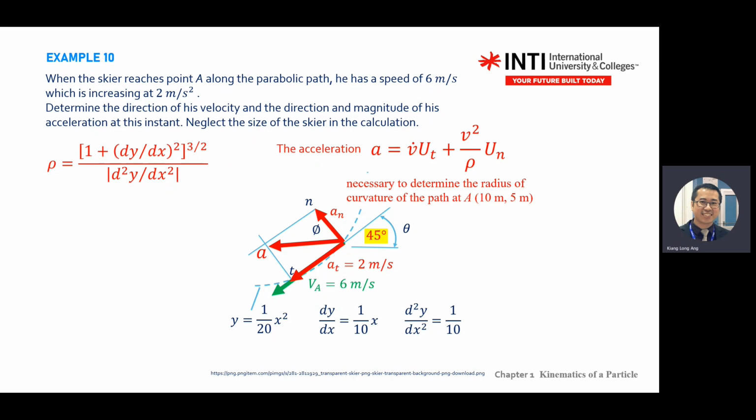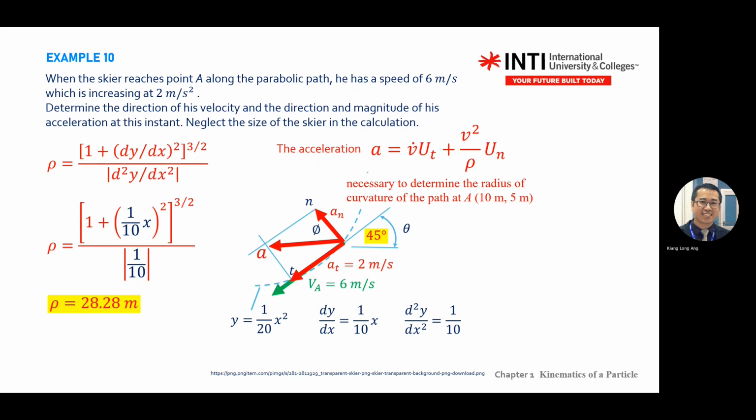So recall the radius equation. Do integration, do differentiation. Substitute values here and here, and you'll get the radius equal to 28 point something. I won't go deep into this one, but you'll get a reference answer, 28 point something. What's important is this equation, how you apply it to get the answer. Why do you need this one? Because you need to find the normal component of your acceleration, and it's not given in the diagram.